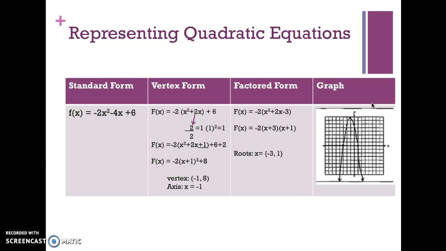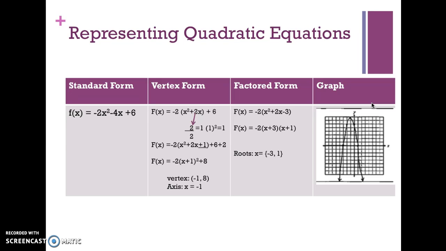Then we take our b value, which is that 2 in the 2x, and we divide that by 2. In the vertex form, we always divide the b value by 2. So 2 divided by 2 equals 1, and then we take 1 and square it. 1 squared equals 1. Now we have the function f(x) = -2(x² + 2x + 1) + 6, and then we add 2 back in. Okay?